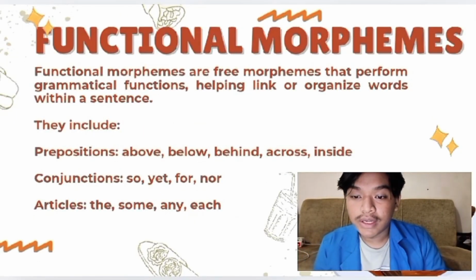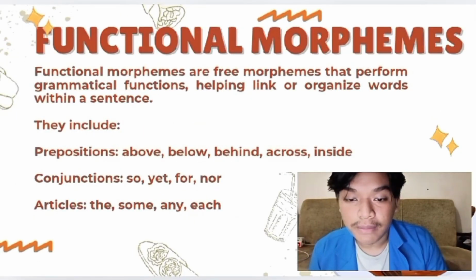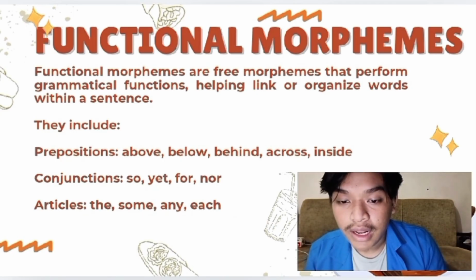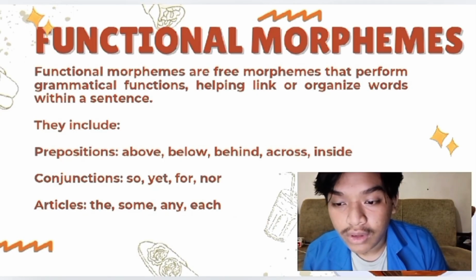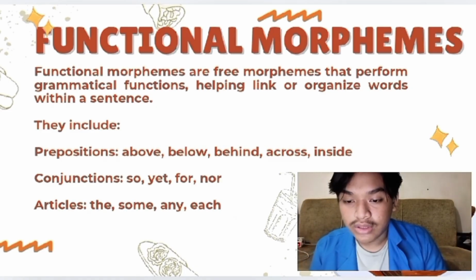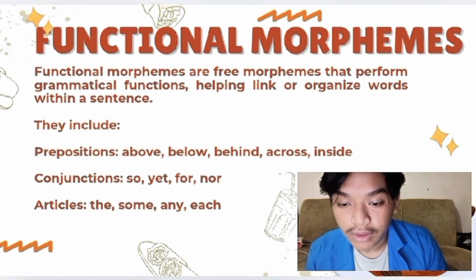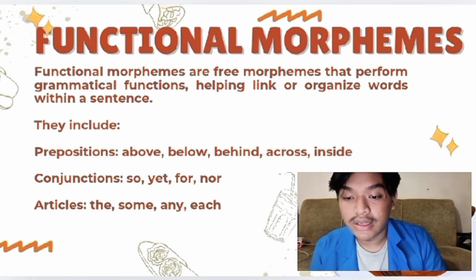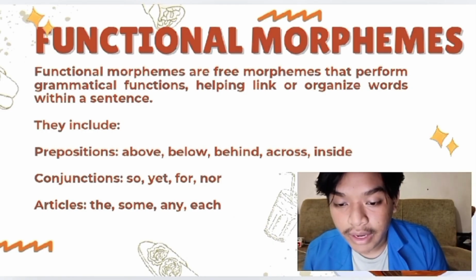Functional morphemes. Functional morphemes are free morphemes that perform a grammatical function, helping link or organize words within a sentence. They include prepositions: above, below, behind, across, inside. Conjunctions: so, yet, for, nor. Articles: the, some, any, each.